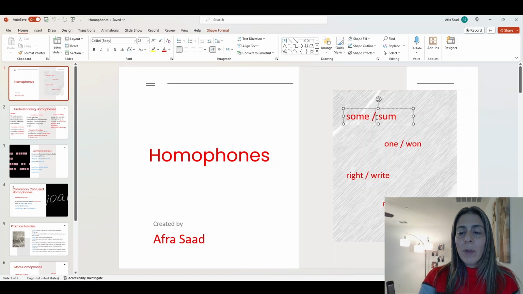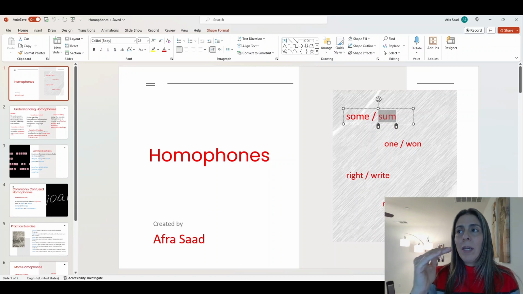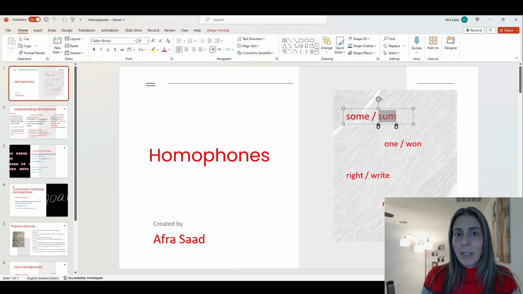So we have the word some here. It means part of, but this word sum means the result of the addition. So when you add two numbers, the sum of them is the result. Let's say 10 plus 10 is 20. So 20 is the sum of 10 plus 10. Okay. Now the word some, this one is a part of something. So let's say part of my students play soccer. Some of my students play soccer.